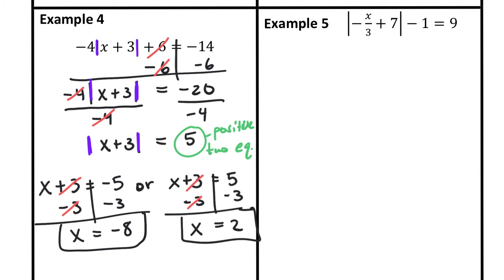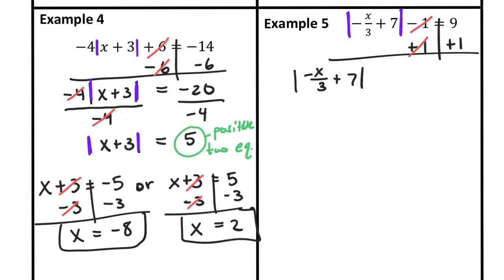Alright, one more example over here. Again, I want to get the absolute value by itself. So I want to get rid of the -1. So I'm going to add 1 on both sides. Cancel. I'm going to be left with the absolute value of -x over 3 plus 7 equals 10. 9 plus 1 is 10, right?